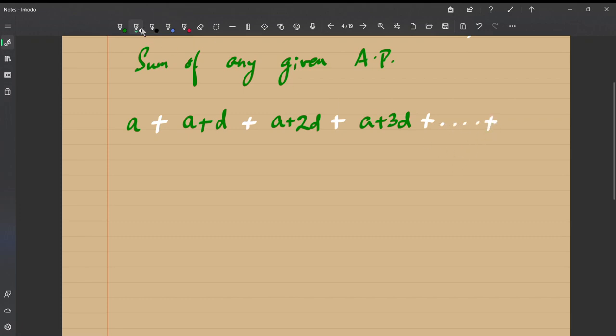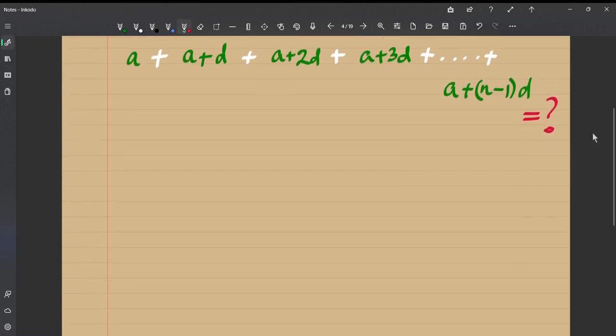So the nth term would be, well, the first term was A plus nothing, A plus 0D. Second term was A plus 1D. The term number 3 was A plus 2D. Term number 4 was A plus 3D. So term number n would be A plus n minus 1 D. And we are interested in finding the sum of this arithmetic progression.